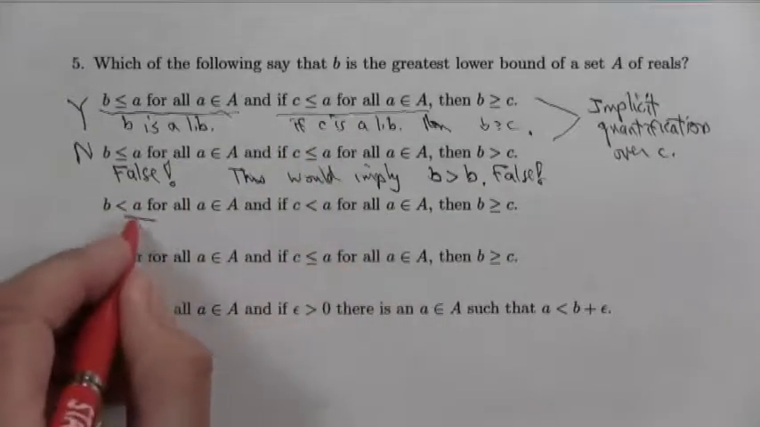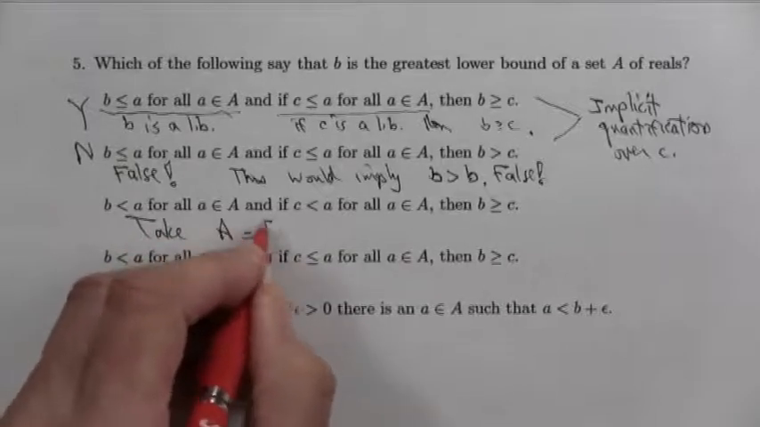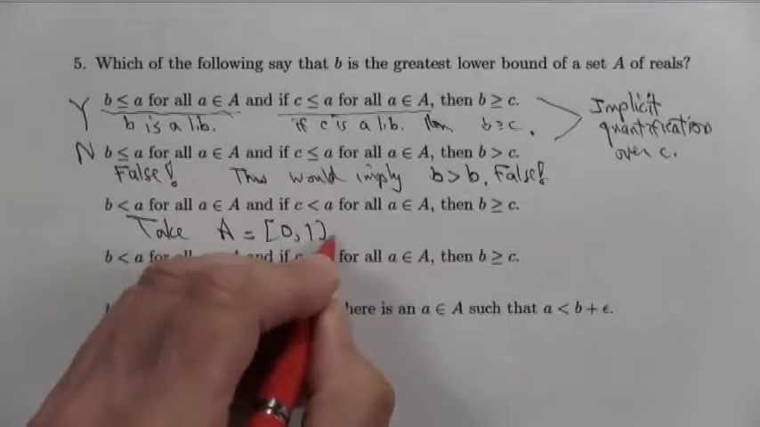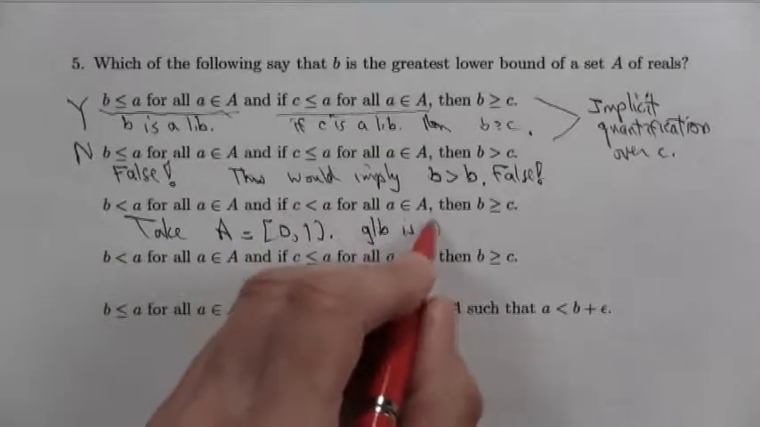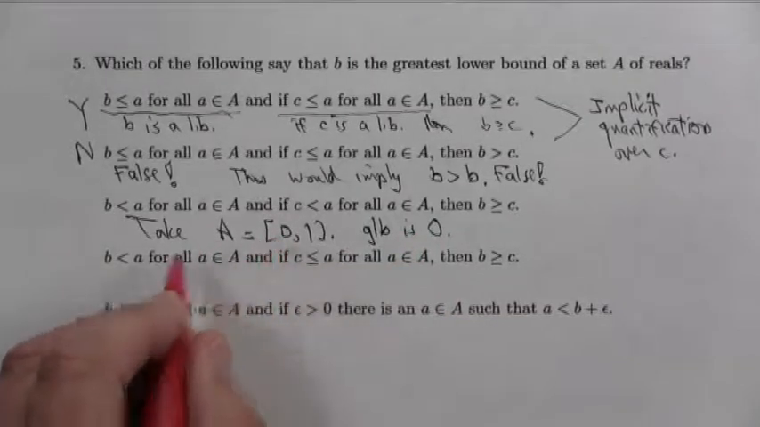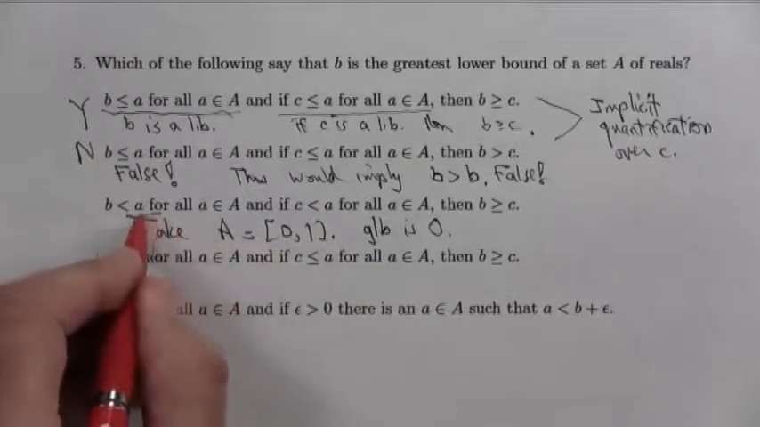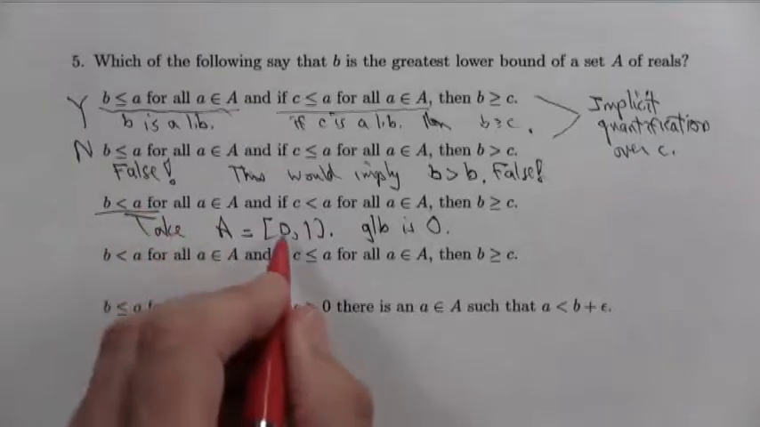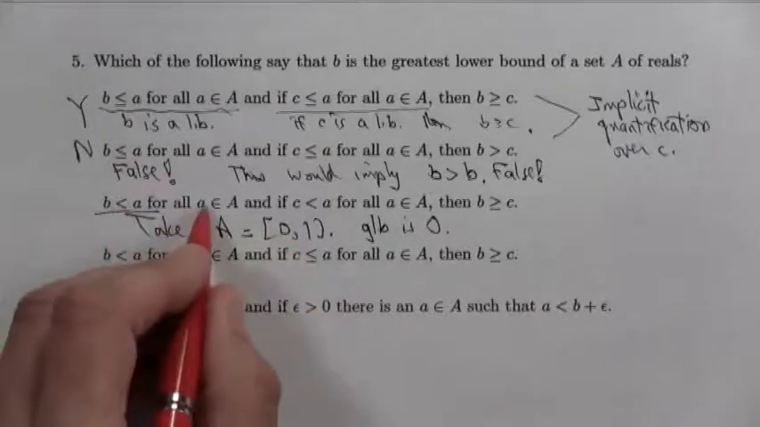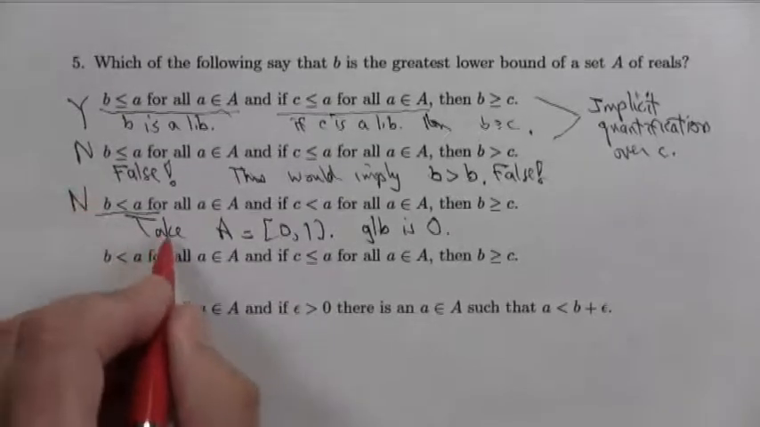What about this one? Let's just take A to be 0, 1. Okay? In this case, the greatest lower bound is 0. It's also the minimal element. And that's what I'm doing here, because here we're talking about B being strictly less than A for all A in A. But in this case, or in the case of any set where there's a minimal element, that minimal element will be the greatest lower bound, which means greatest lower bounds can be in the set, so they won't be strictly less than everything in the set. So that one doesn't capture it.